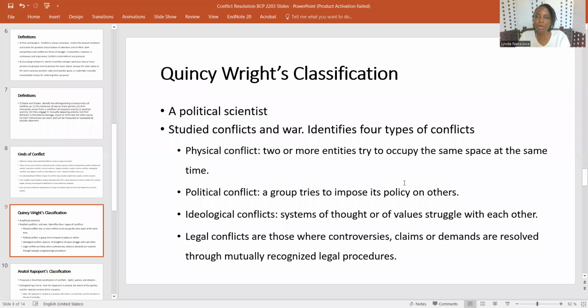Some people might be believing in God-given rights to rule, and therefore they believe in monarchies. They believe in kings and queens and hereditary rulership. While other people believe that no, human beings need to be allowed to choose their own leaders. Those are ideologies.